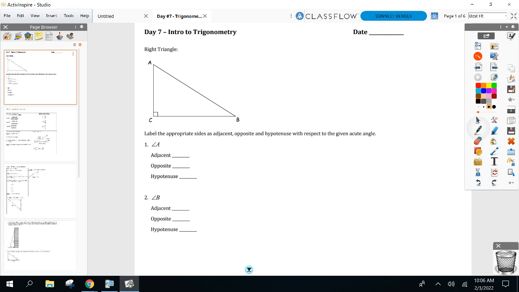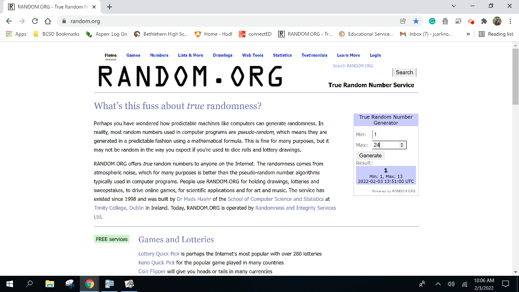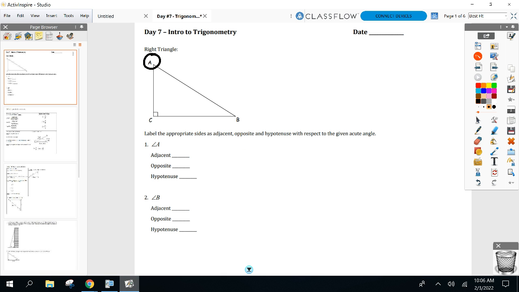Looking at angle A right now. Angle A. Can you guys tell me what the hypotenuse is in this triangle? I don't even need to go from angle A. What's the hypotenuse in this triangle? Name it. Here you go. What's the hypotenuse? AB. All right, so everyone's good. AB.